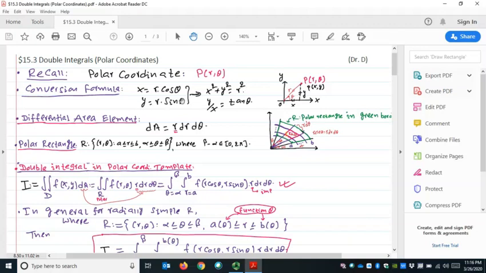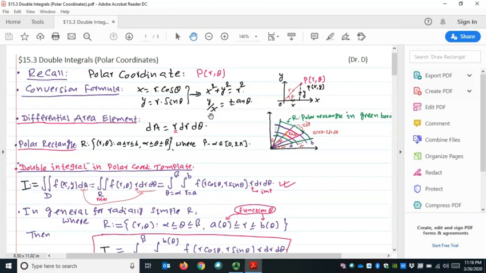And divide the second equation, y equals r sine theta, by the first equation, x equals r cosine theta. We get y over x equals tan theta, and from this relation we can easily compute theta. Theta equals arctan of y over x.